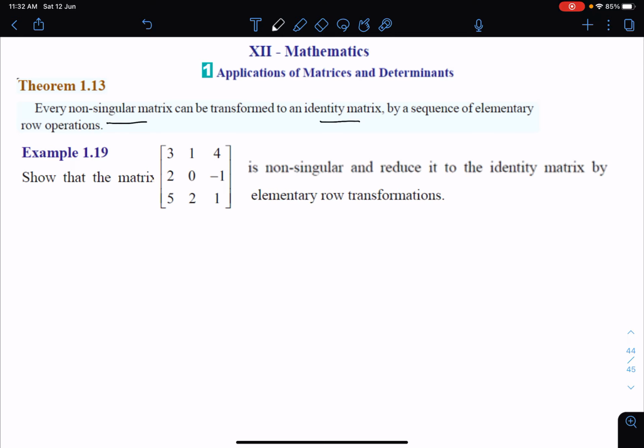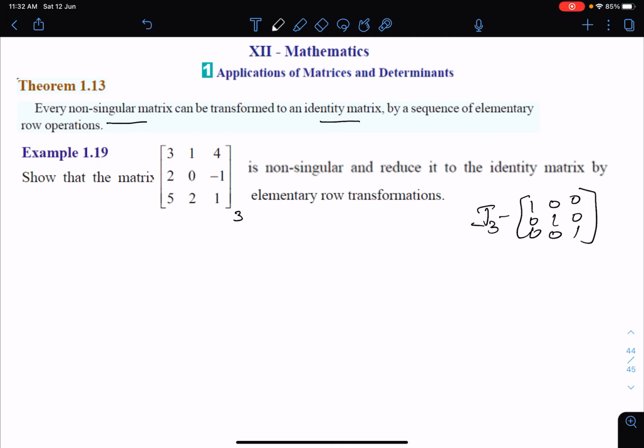What is our identity matrix? It is 1 0 0, 0 1 0 and 0 0 1 if it is I3. If it is I2, it is going to be 1 0 0 1. Now here they have given a 3 cross 3 matrix of order 3, and you have to show that it is non-singular and reduce it to the identity matrix.